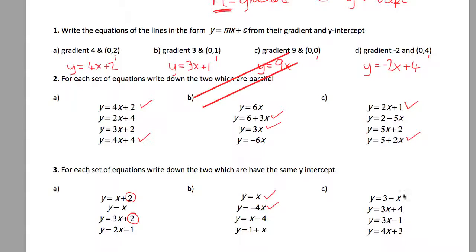And if we have a wee look at this one, that's got a y-intercept of 3, and that's got a y-intercept of 3. So don't let the x coming after the number put you off. And that's essentially part of that question sheet.